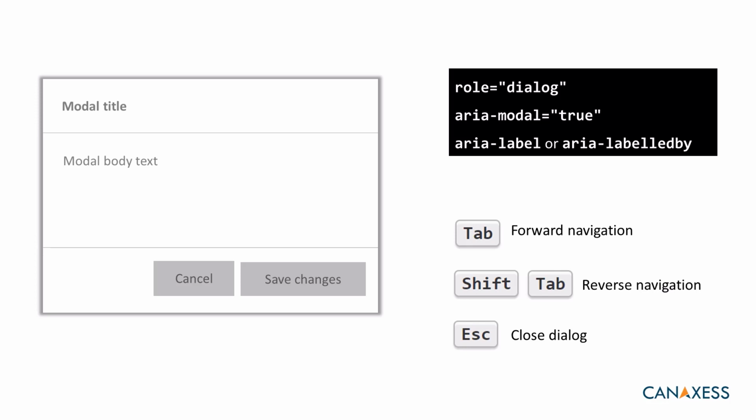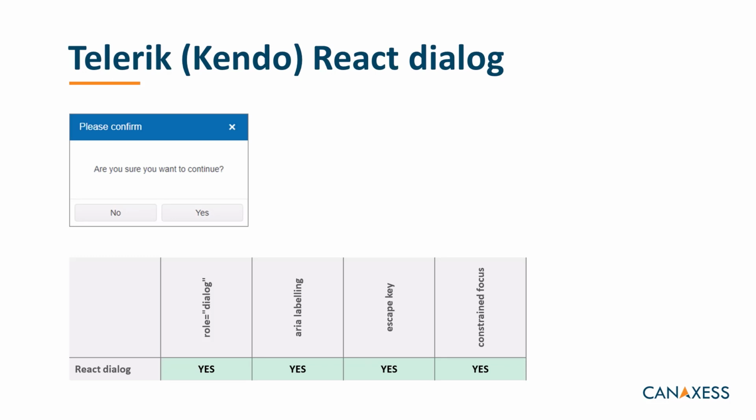By comparing how well the four big UI library vendors of Telerik, Syncfusion, DevExtreme and Material UI adhere to a basic design pattern will give us an indication of how well accessibility is supported. First up, Telerik's Kendo React Dialog. The control has a role of dialog. ARIA modal is set to true, ARIA described by references the heading and title.